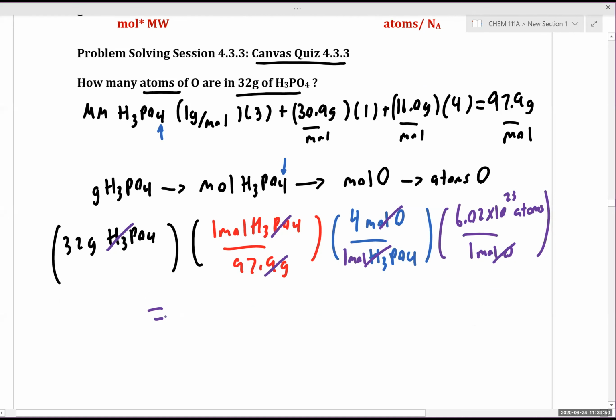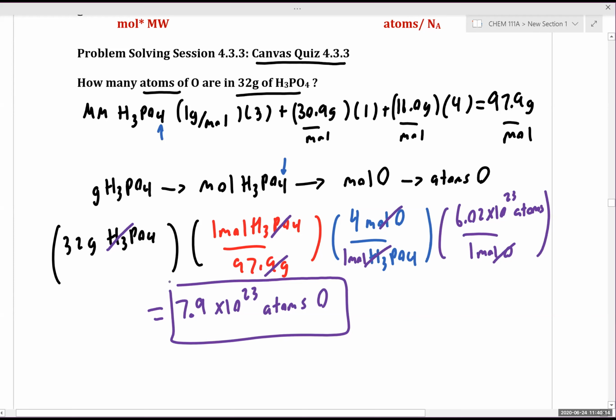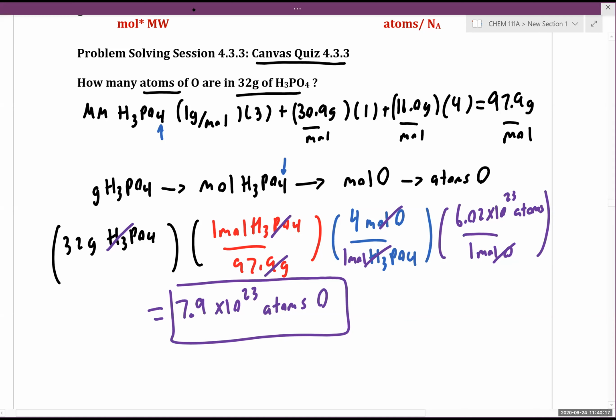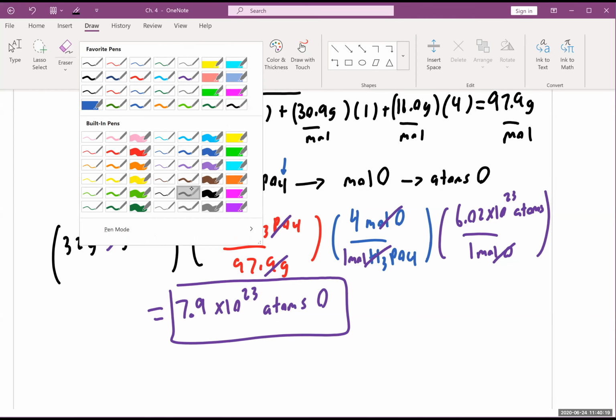Now let's punch this into our calculator. We get 32 over 97.9 times 4 times 6.02 times 10 to the 23rd. And that in turn gives us 7.9 times 10 to the 23rd atoms of oxygen. Do these examples make sense so far? Any questions so far?